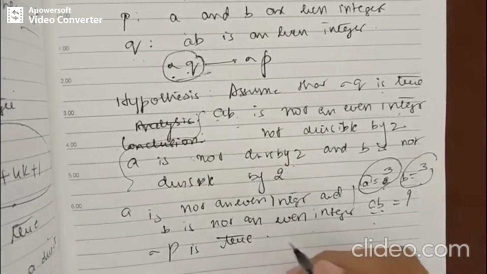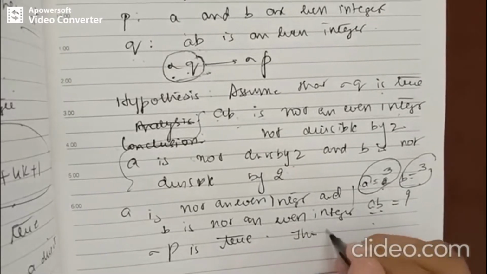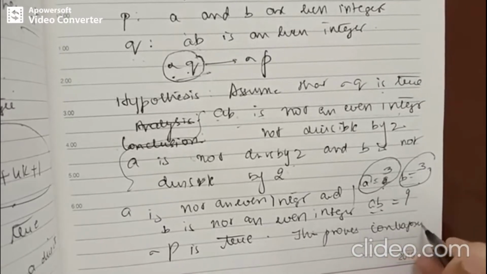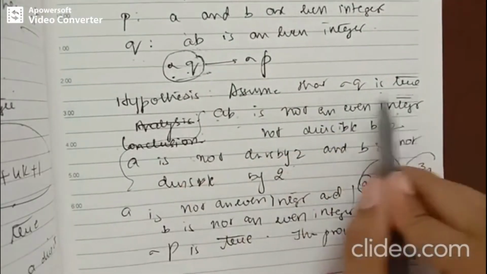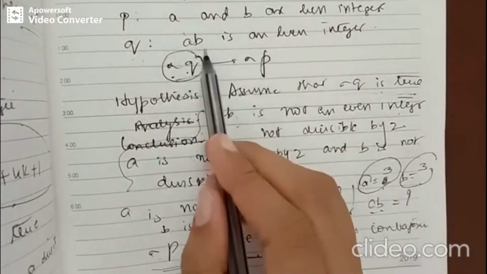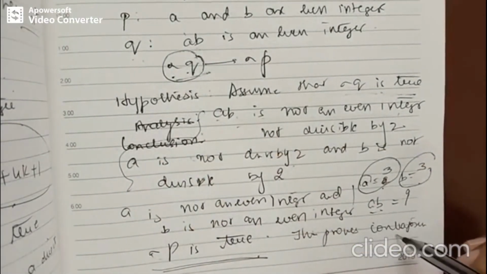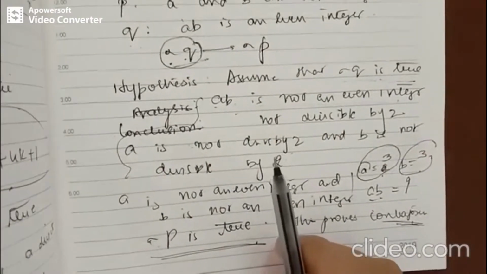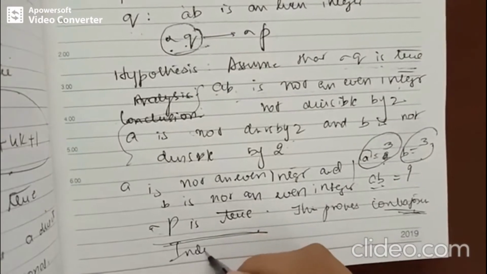So this proves the contrapositive. Why? Because negation Q, you are assuming it to be true, and finally we've got negation P is true. So what will be this conditional? We have directly proved the contrapositive, but this proof of the contrapositive is an indirect proof to the conditional.